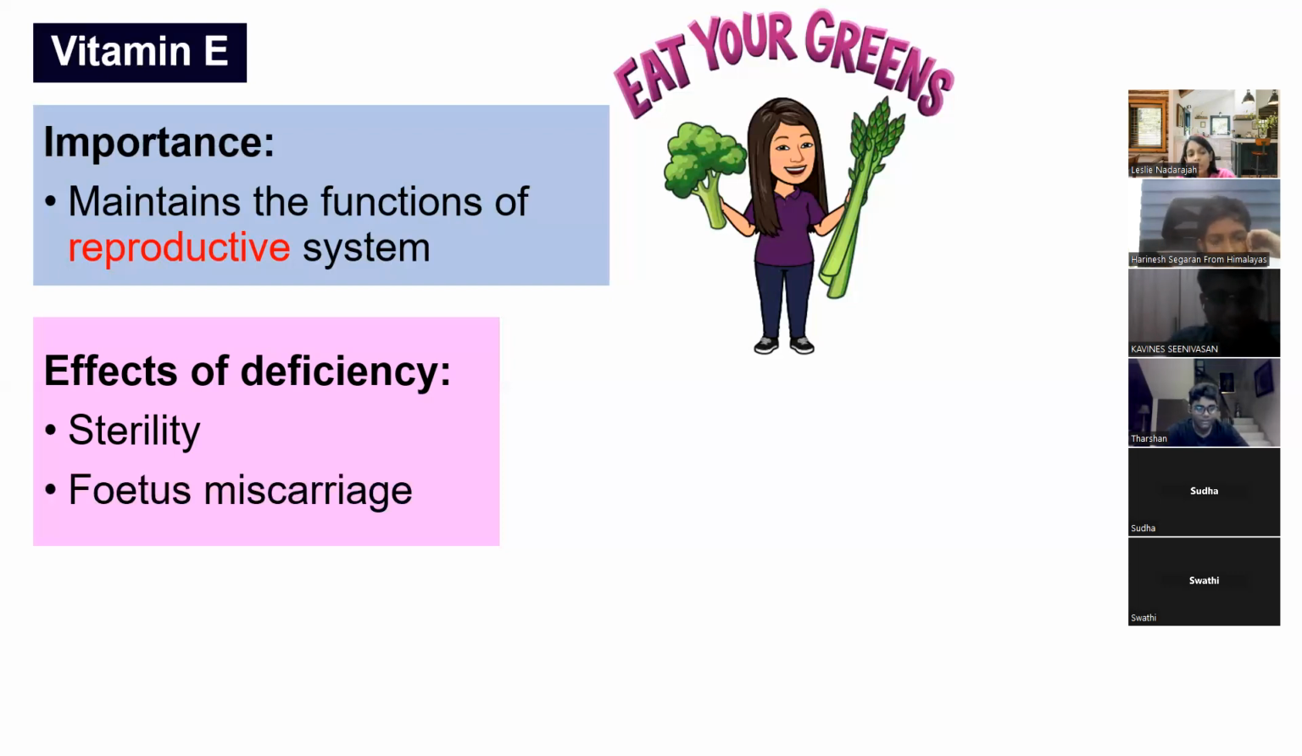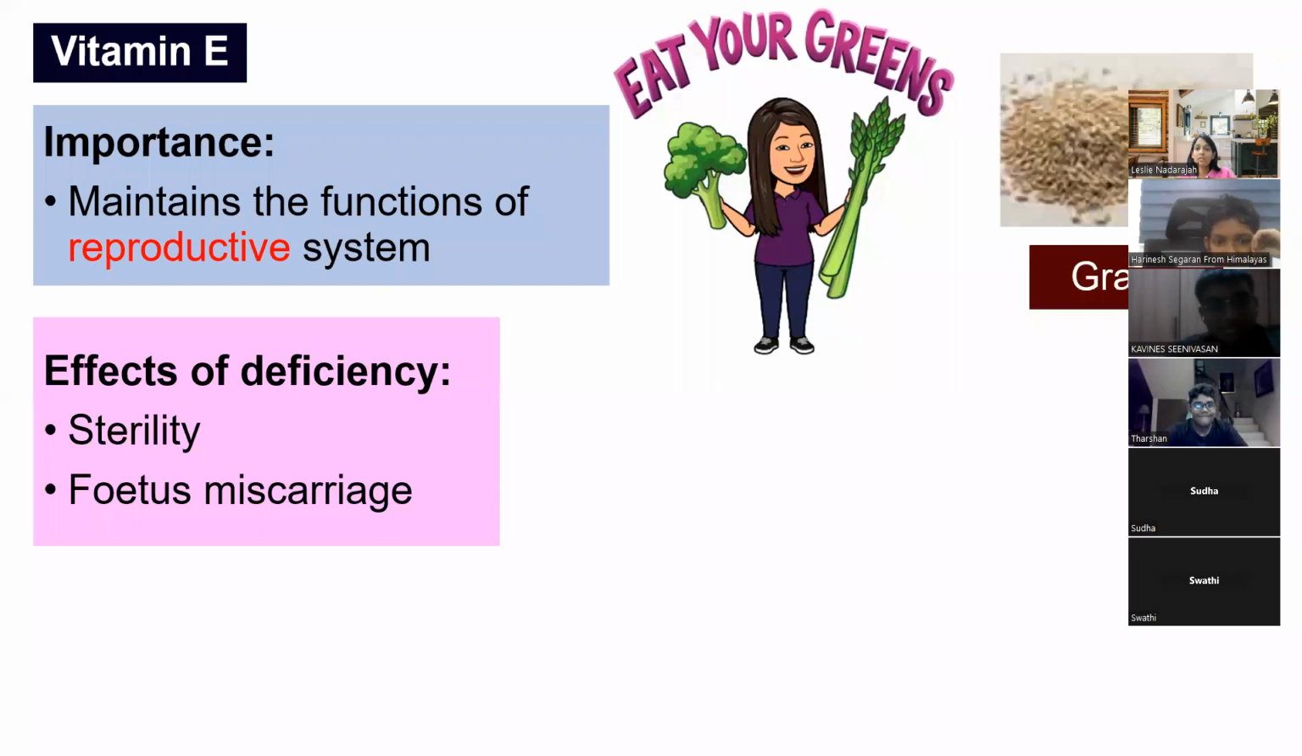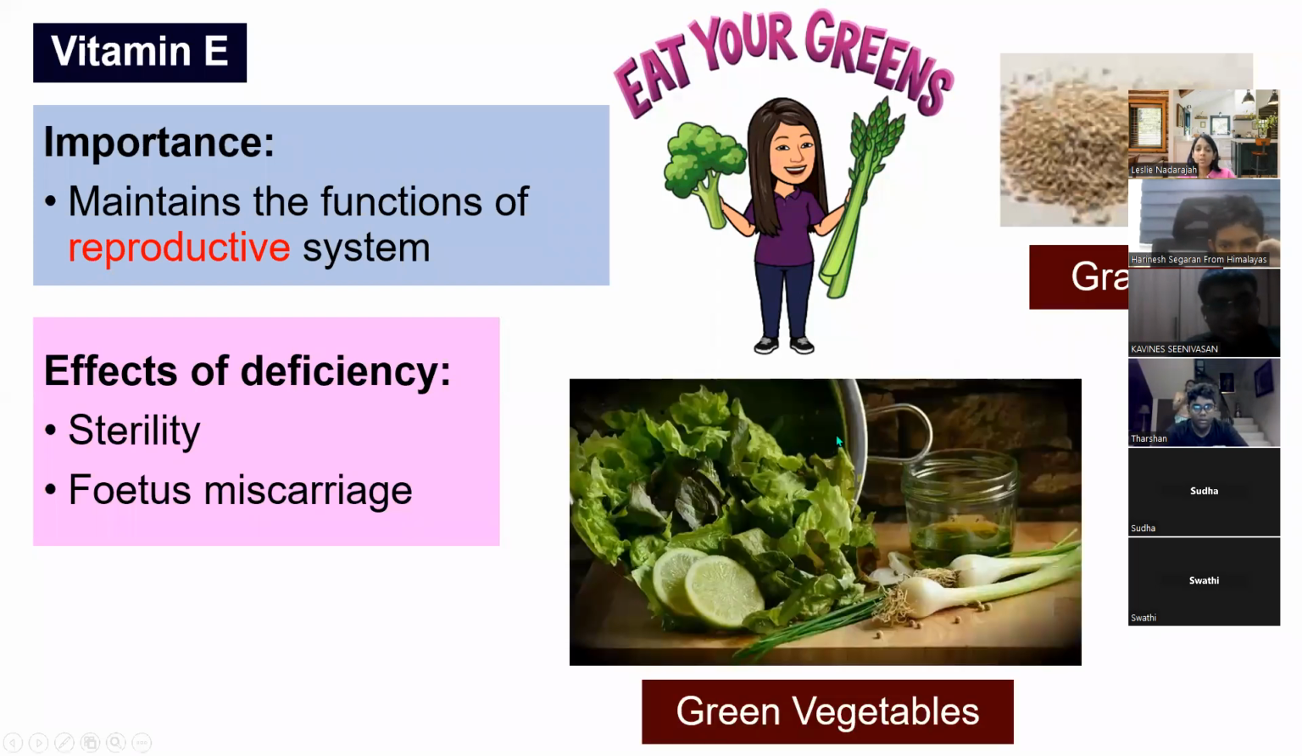If you don't have enough vitamin E, you will have miscarriages. That means you will carry the babies in your womb, girls, not boys. And then there will be miscarriages. That means the baby will not be able to stay in the womb. So if you don't take enough vitamin E, girls, please take note. I can find it in grains. I can find it in green vegetables.